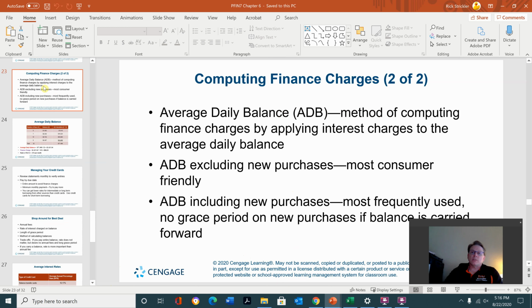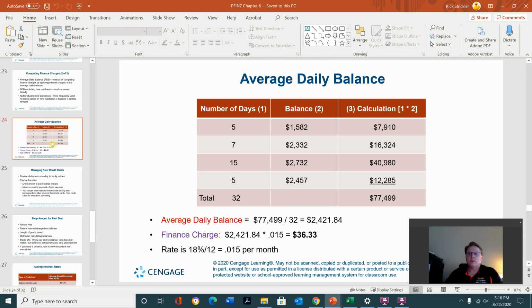Computing finance charges, average daily balance, excluding new purchases, or including new purchases. A lot of them will say it's from day one when you make a new purchase that they're going to start charging you interest. And then here's your balance and calculation and all that. And you can see how it can add up very, very quickly as far as you borrowed very little, but you're paying back a huge amount.